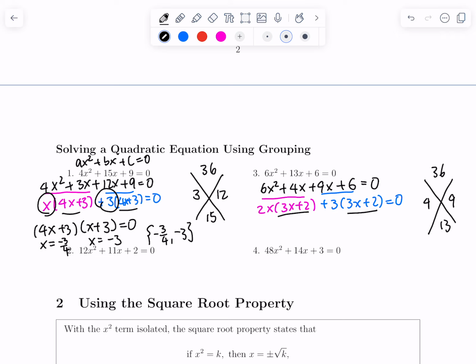Then I can do my next step and factor them out: 3x plus 2 times 2x plus 3. In this case, I'm going to let both factors equal 0. So x equals negative 2 over 3, and the next one is x equals negative 3 over 2. So I can say my solution for this quadratic equation is negative 2 over 3 and negative 3 over 2. Please pause the video and give it a try for question 2 and question 4. And I will see you in the next video.